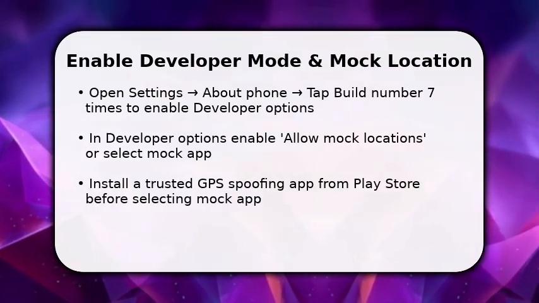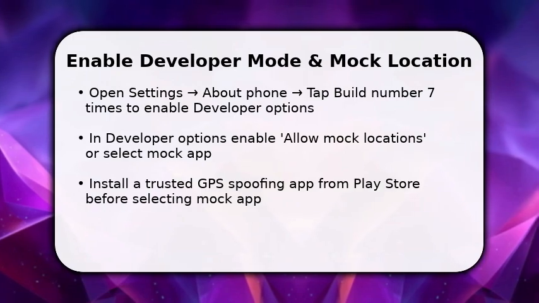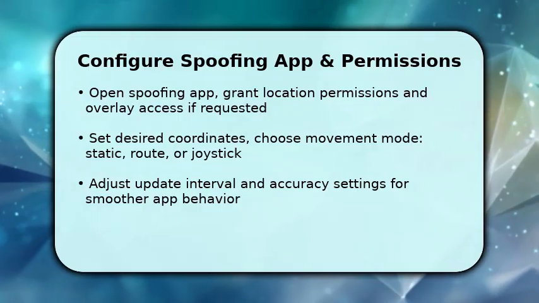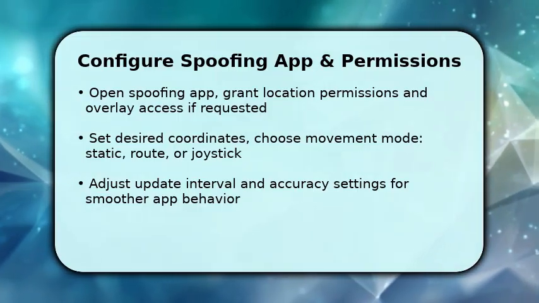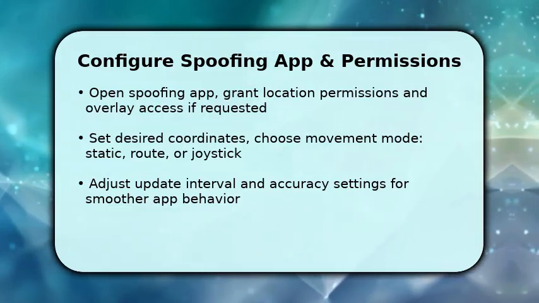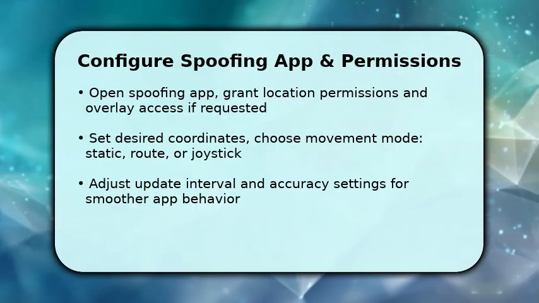Next, configure the spoofing app. Grant foreground location permission and any overlay or accessibility permissions it requests, because these let it run reliably. Then enter the coordinates you want, or create a route if you need simulated movement. Use joystick mode for manual control.